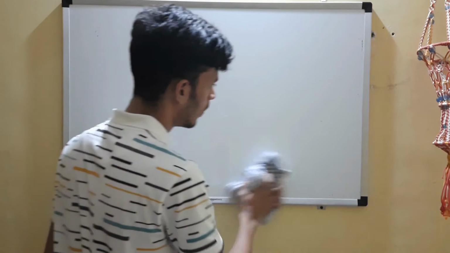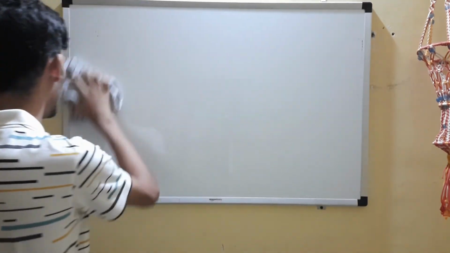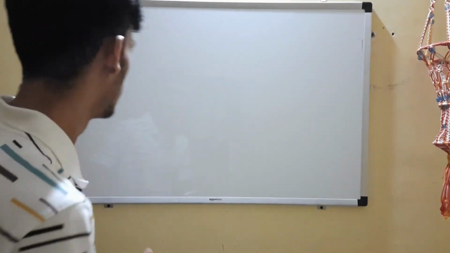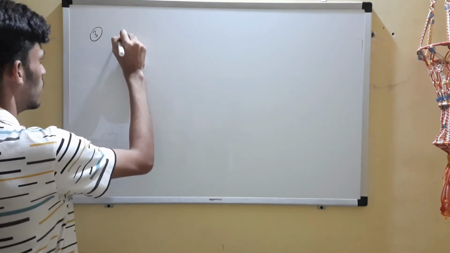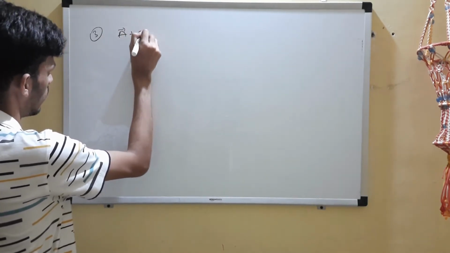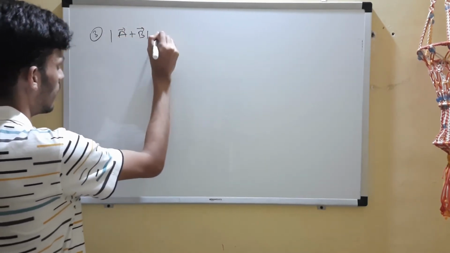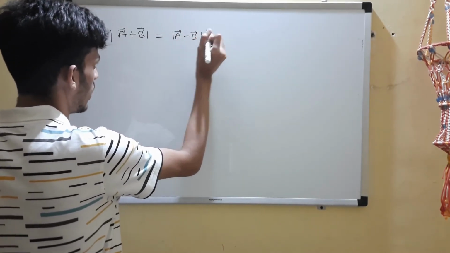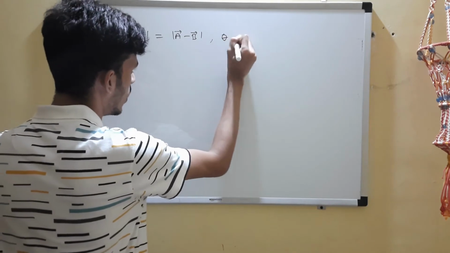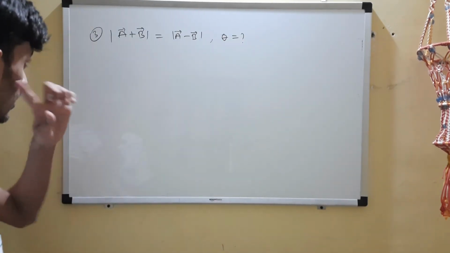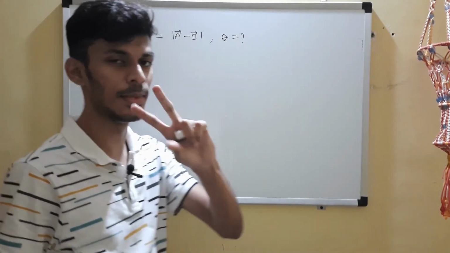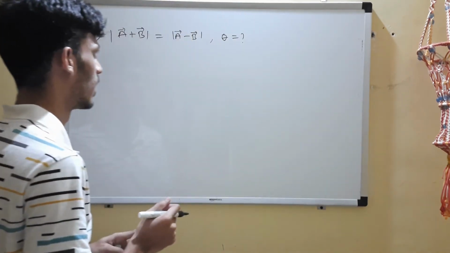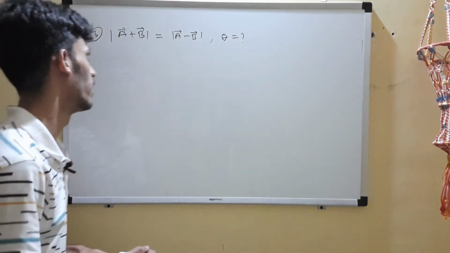Now coming to the third one, you need to use a bit of head now. It is not that easy. So you are asked to find, the magnitude of the addition vector is the same as the subtracted vector, and what is theta? So in this case, what is theta? Both a and b are not zero vectors.